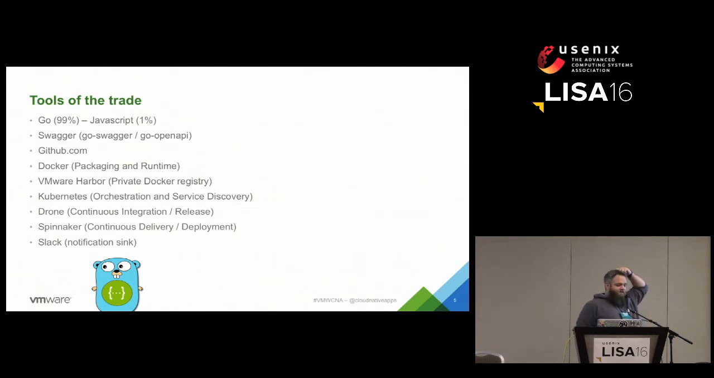And then we recently added Spinnaker, which is a project by Netflix and a few other companies that is actually helping you with the continuous delivery part of your pipeline. So it takes your Docker artifact, your Docker image, and takes care of deploying that for you on the cluster of your choice. And also, we obviously use Slack as our notification sink. So pretty much everything ends up in Slack, because that's where everybody hangs around.